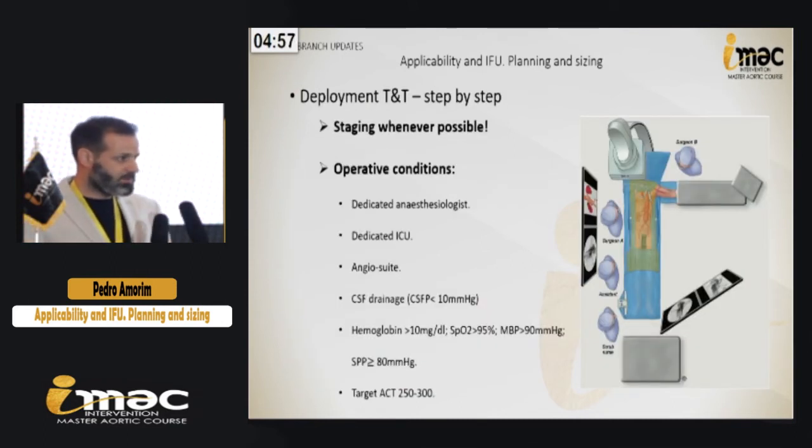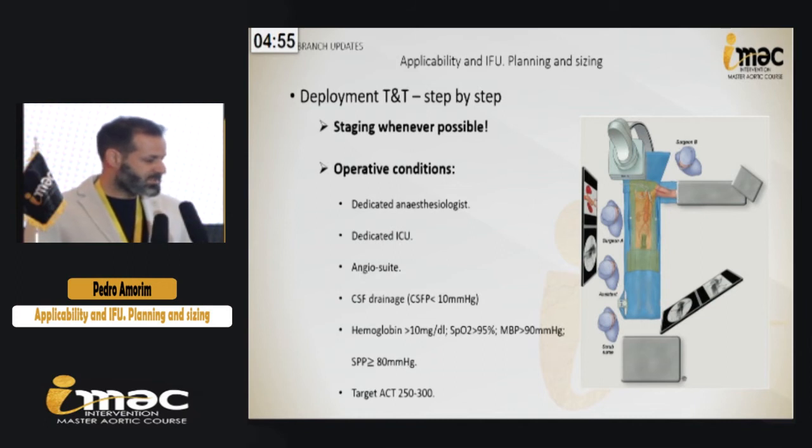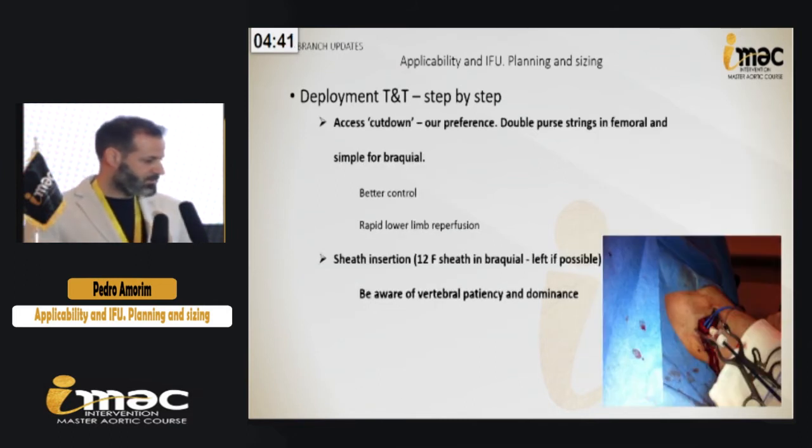So in terms of deployment and step-by-step tips and tricks, we will always, when possible, stage procedures. We have these operative conditions at our OR. We do the cut downs, as I said, to femoral and the brachial. We need to place a 22F in femoral, as I said, and a 12 in the brachial.